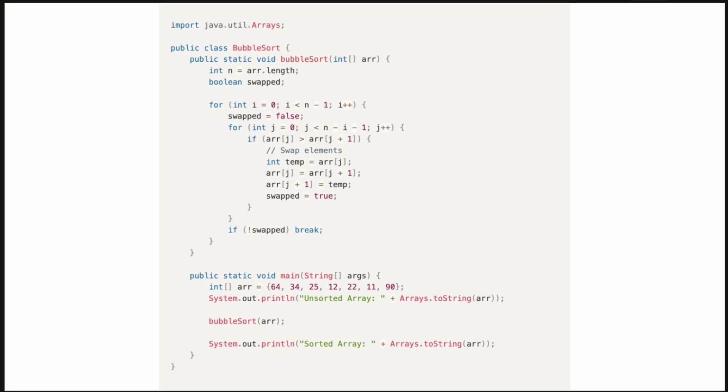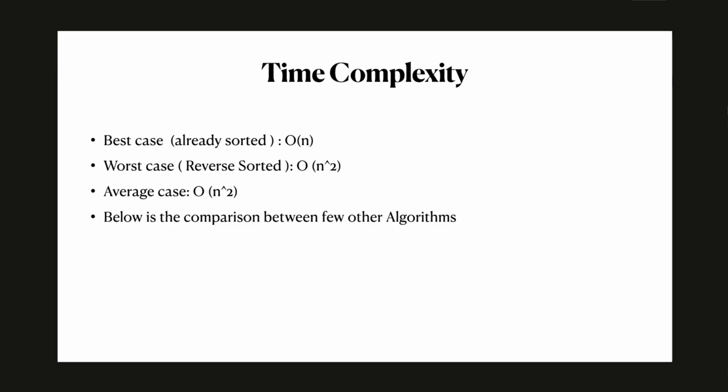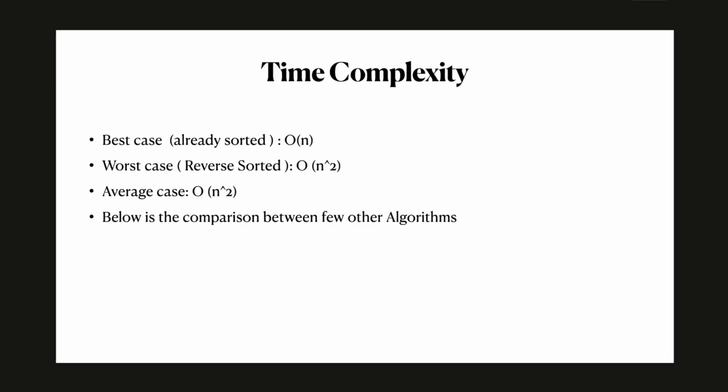We will go through the time complexity of the bubble sort algorithm in the next slide. Right now I'm just giving a clarification of how it is going to be affected. We are using the swapped flag. Now let's talk about the time complexity. We will analyze the performance or complexity of the algorithm based on three cases: best case, worst case, and average case.